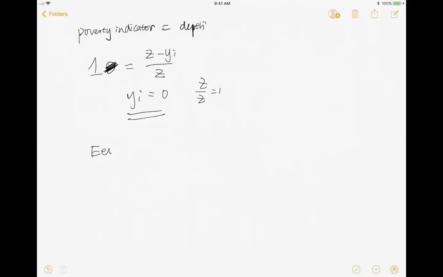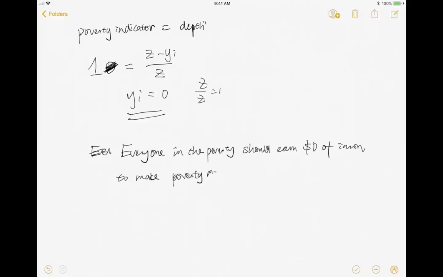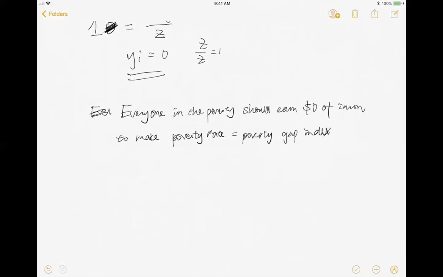Everyone in poverty should earn $0 of income to make the poverty rate equal the poverty gap index. That's the conclusion. And question E, what are the relative benefits between using the two measures?